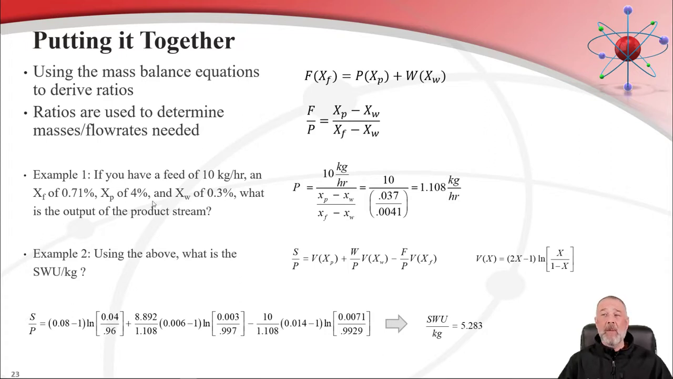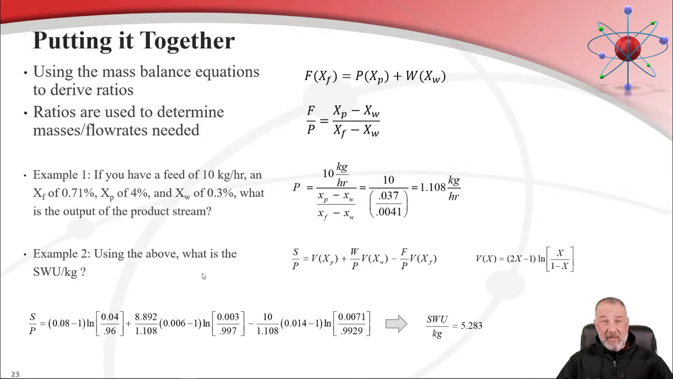And I use those same numbers. So we're starting with natural uranium. We want 4% enriched, but we want only 0.3% in our waste stream. Okay, what is the output, or how much product are we going to get out at the end? If we put all of those numbers in, we see that our product is going to be about a kilogram per hour. Okay, 1.1 kilograms per hour, or 1.1 kilograms if we were just putting in 10 kilograms. Okay, that's again just using that mass balance.